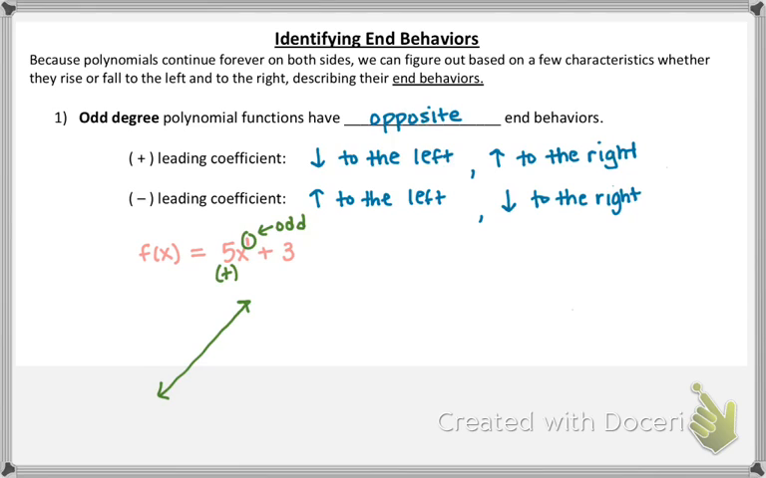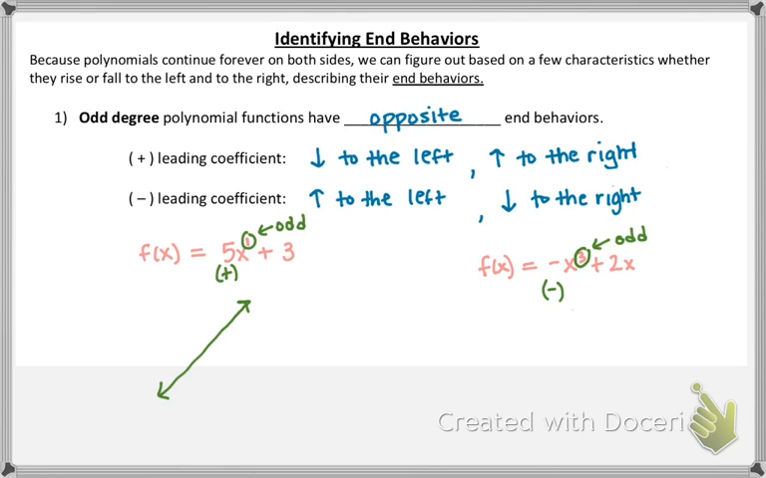Okay, so if we look at one more function, let's look at f of x equals negative x cubed plus 2x. When I see this, although I don't know exactly what this graph looks like, I do know that it is odd degree. The degree is 3. We always take the degree of the term with the largest degree. So it's odd. I know that on the left side and on the right side, the end behavior is going to be opposites. And my leading coefficient is -1.